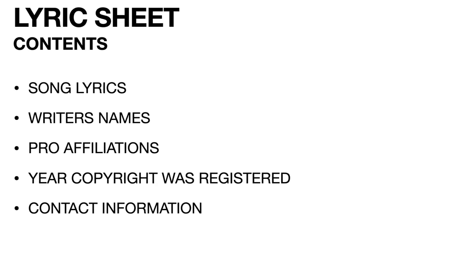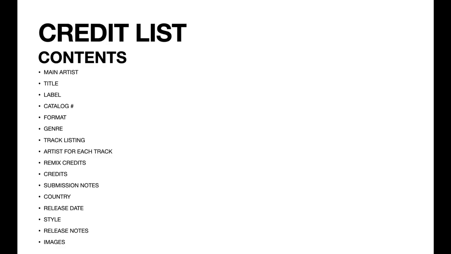The credit list ensures the validity of your legacy catalog. It should include the main artist, the title, the label and catalog number, the format, the genre, track listing, the artist for each track, remix credits, submission notes, the country, the release date, style, additional credits, release notes, and images.